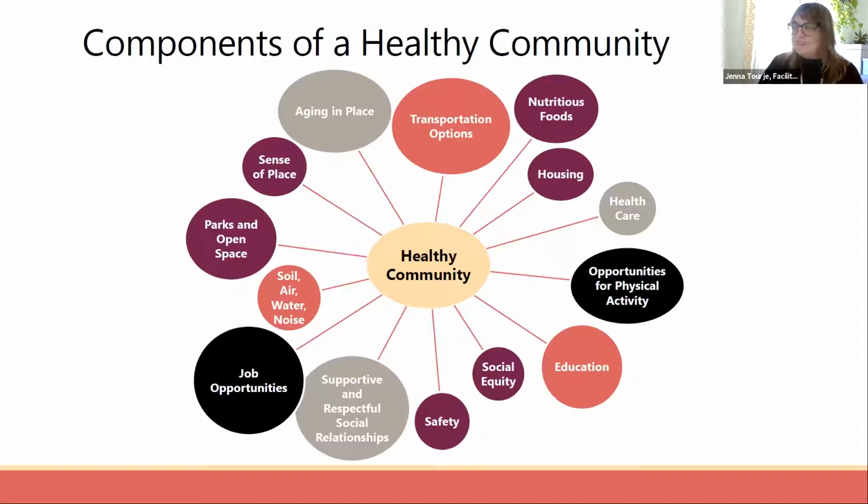That there's supportive and respectful social relationships. Talked about the environmental piece of soil, air, water, and noise. Parks and open space. So parks and open space can be, if we're talking about the environmental piece, that there's adequate environmental health, but also those facilitate social interactions between people, especially during COVID right now. People having access to open space and having access to parks when being indoors together is not as easy as it can be. Aging in place.